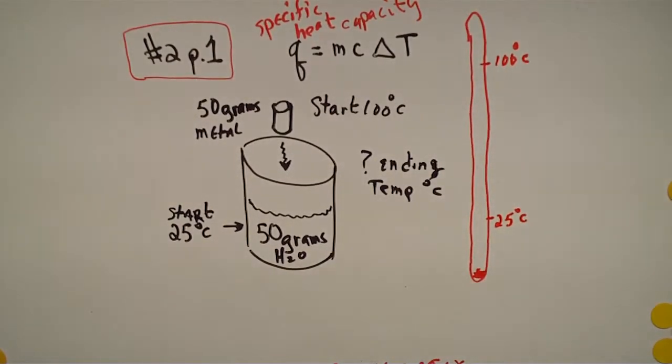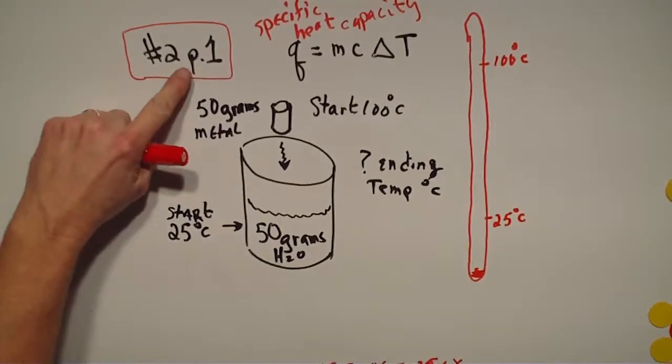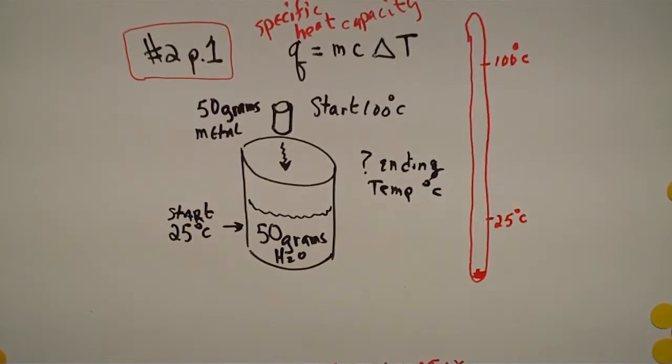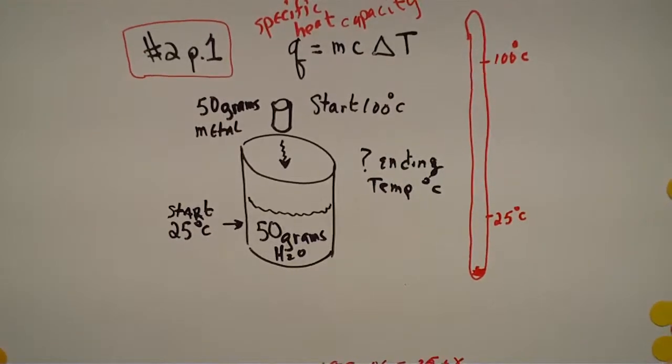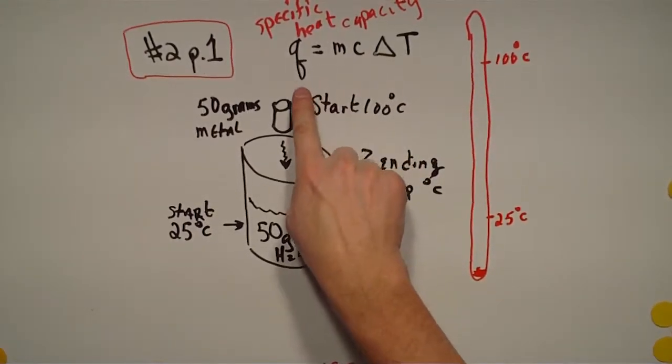This is Thermodynamics Packet, number 2 on page 1. This is a problem about specific heat capacity. Here's the formula for heat capacity.